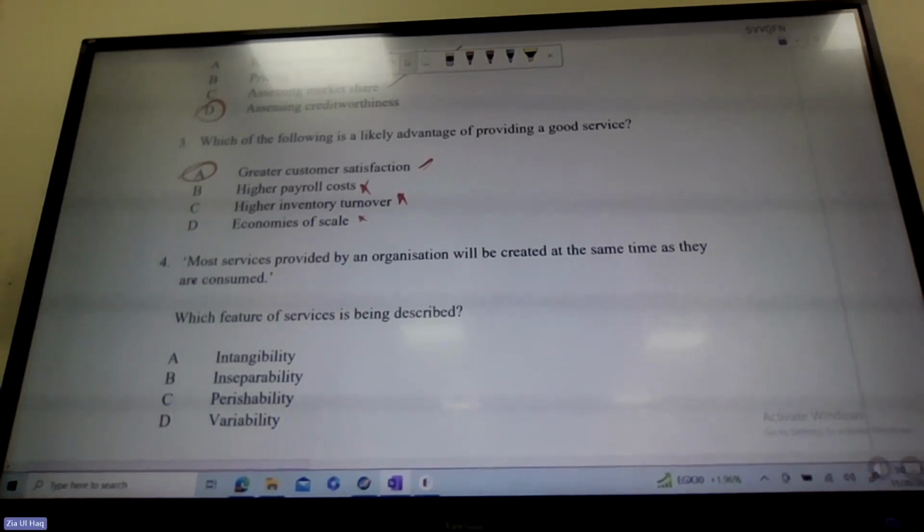Number 4. Most service provided by an organization will be created at the same time as it is consumed. What is this feature of service? Intangibility is relating to physical things. Inseparability, yes, that cannot be separated. Perishability cannot be stored. Variability is different. So what's that? B option, inseparability.